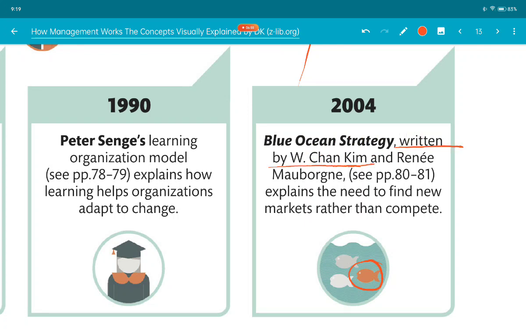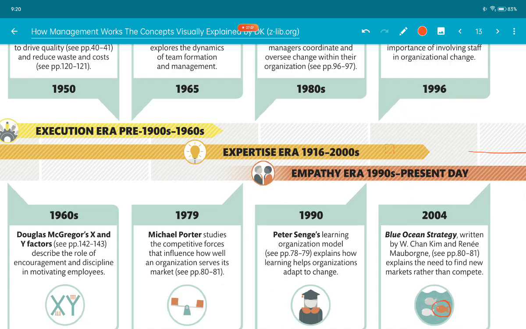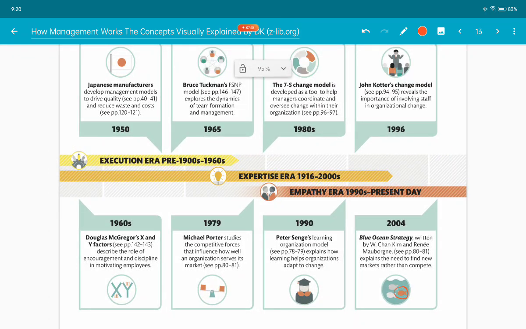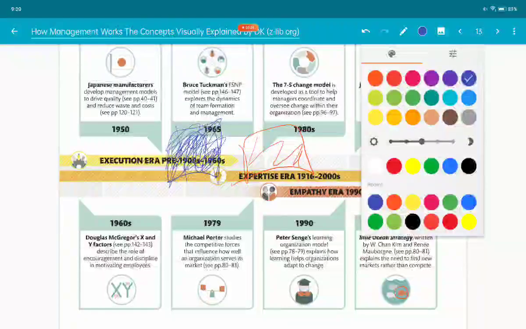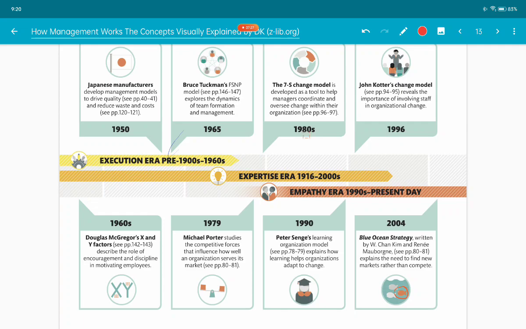Chan Kim and Renée Mauborgne, whatever it is, explain the need to find a new market. Yes, a new market rather than a competitive one. Okay, always look for a blue ocean, not the red ocean. Red ocean is always a competitive market. Okay, so you have to go to the blue ocean, the new market which has not yet been conquered, not much competition. Okay, newly evolved or upcoming, having high potential, but this is also risky. Risk is very much there. We'll talk more about that, no issue.